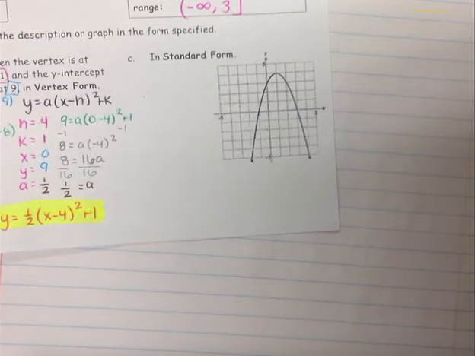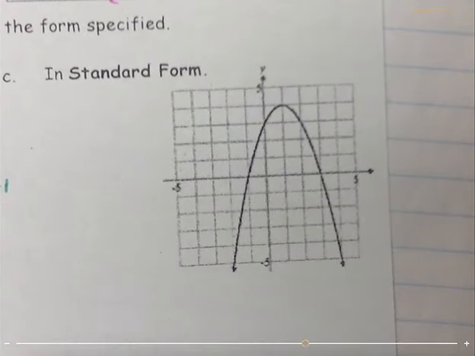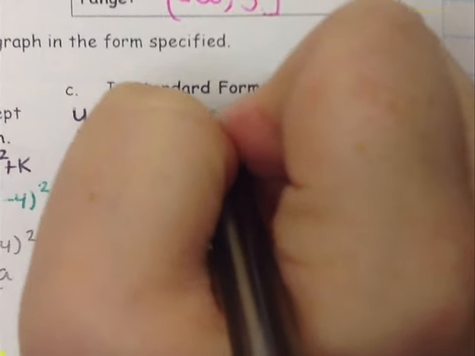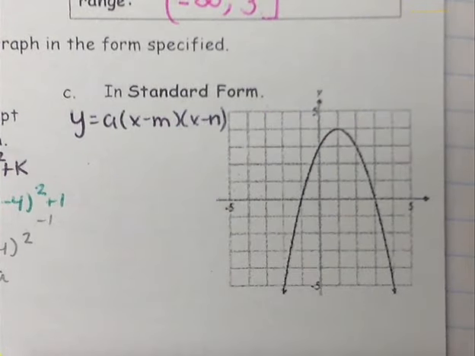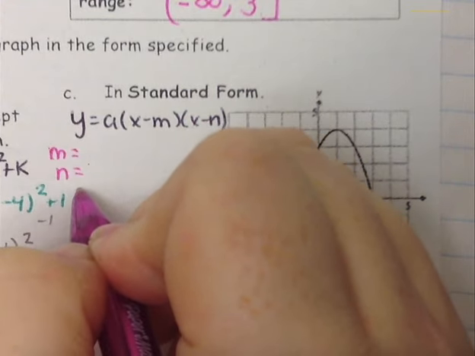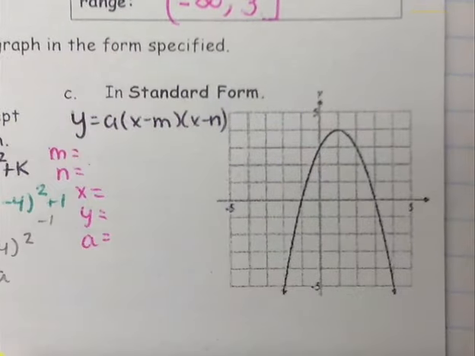So on here, I'm going to zoom in on the graph. Let's put it into intercept form first. So y equals a, parentheses, x minus m, x minus n. Let's do that one first. So we need our m, n, x, y, and a.